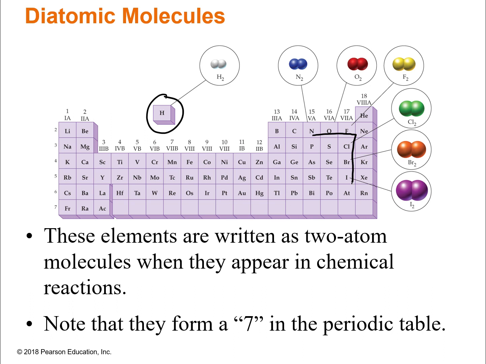When you're writing a chemical equation, these elements appear as diatomic molecules. So hydrogen gas, you would write H2. Oxygen gas is O2, etc. You'll need to know these.